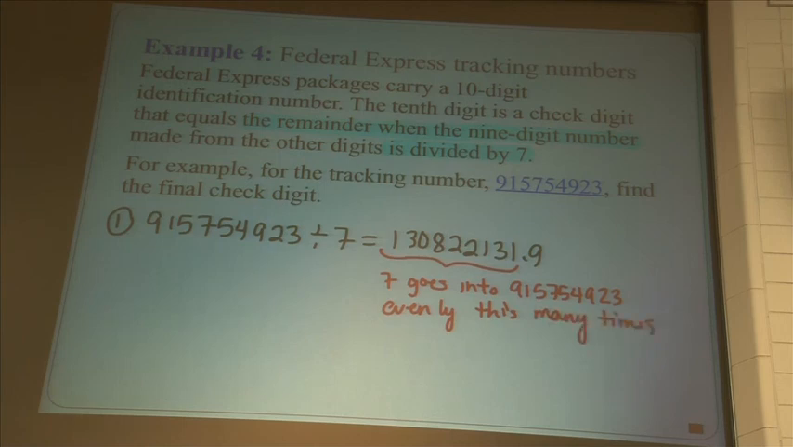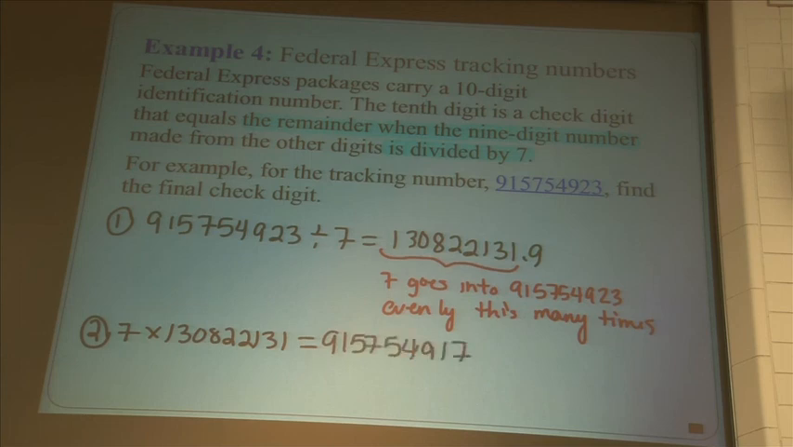So that means you can take 7 times that monstrosity and get the number directly below your 915,754,923. So 7 times 130,822,131 gives me 915,754,917. Okay. So see, we're getting close to that original to find the remainder, right? The whole point is to find the remainder in this example.